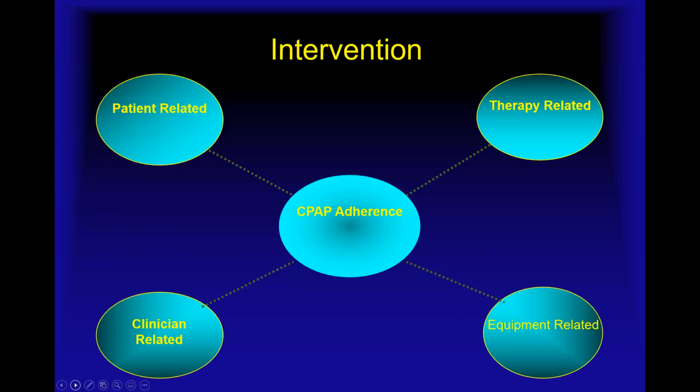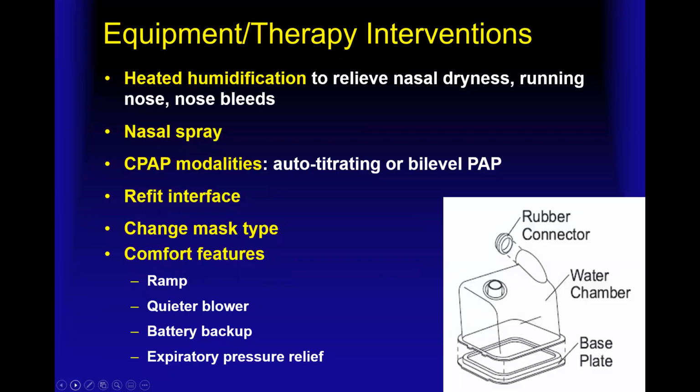Interventions. So we talked about the different barriers. Now let's talk about the interventions, which you can imagine kind of complement each one of those preceding slides on the barriers. So they really address those particular barriers. Some of the interventions that can be done regarding equipment and therapy: heated humidification to relieve the dryness, runny nose, nosebleeds, etc. Nasal spray, again, CPAP modalities, auto titrating, bi-level PAP, etc. Refit the interface, change the mask type.